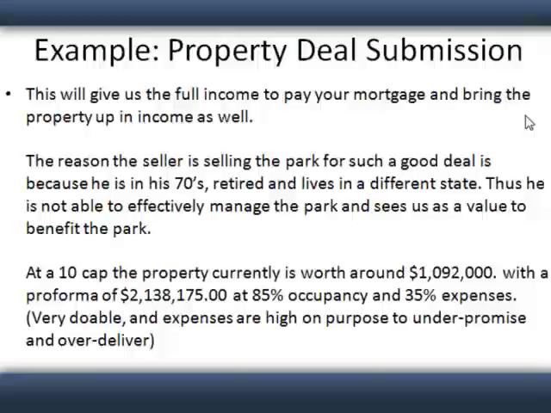The reason the seller is selling the park for such a good deal is because he is in his 70s. He's retired and lives in a different state. He's not able to effectively manage the park and sees us as a value to benefit the park. Now, at a 10 cap, the property currently is worth about $1,092,000, with a pro forma of $2.138 million. So, in other words, close to doubling in value at 85% occupancy with 35% expenses. Very doable, and the expenses are high on purpose to underpromise and overdeliver.